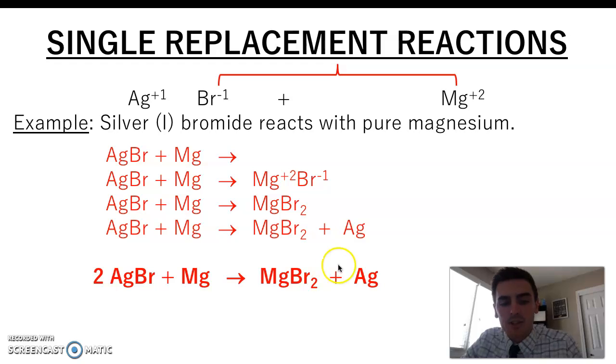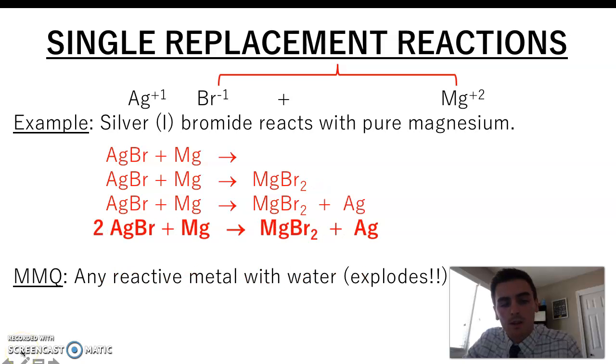That's the first part of single replacement reactions. We'll go learn tomorrow about the activity series and how we decide which metal to go with. Is bromine going to stay with silver, or is she going to stay with magnesium? But for right now, just assume all of your problems do. Check back in tomorrow. Don't forget, one more tip, any reactive metal with water always explodes.